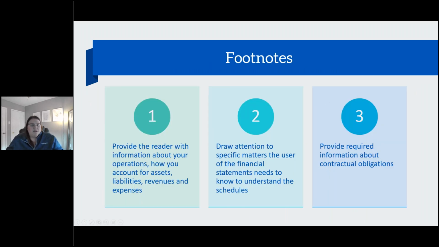All right, and then last but not least within your financial statement is your footnotes. And really what that does is it gives all the qualitative information behind all the numbers that we previously discussed. So first and foremost, it's going to give the reader the information about how you operate, how you account for all your assets, your liabilities, your revenue, and your expenses. It's also going to draw attention to the specific matters in the financial statements. And then last but not least, it's going to provide required information about any sort of contractual obligations or commitments that you have.